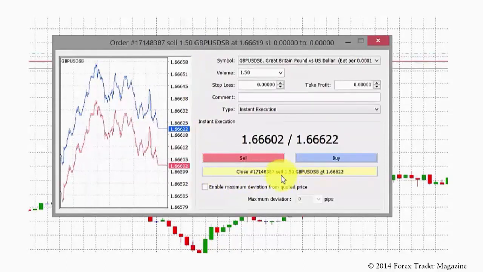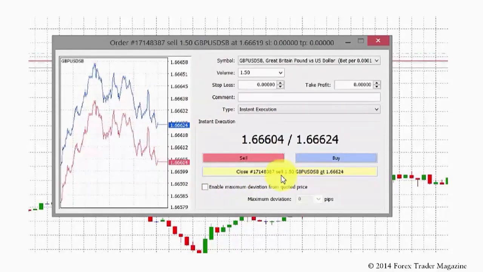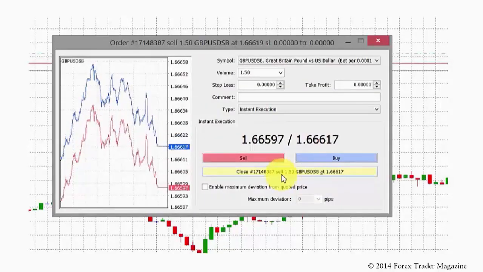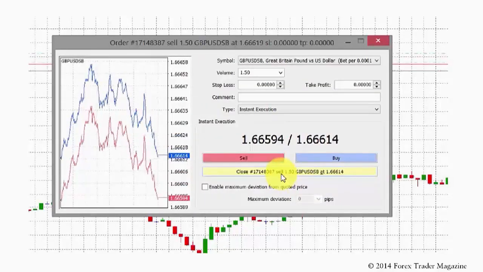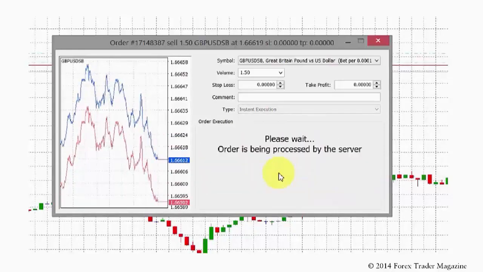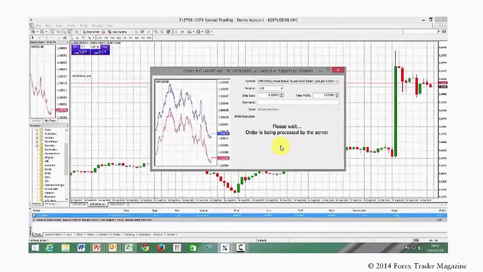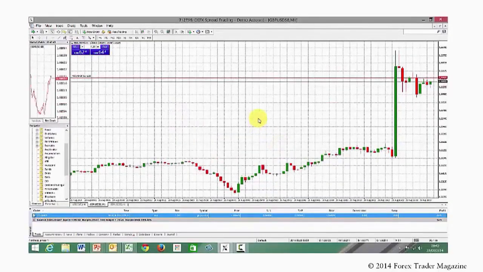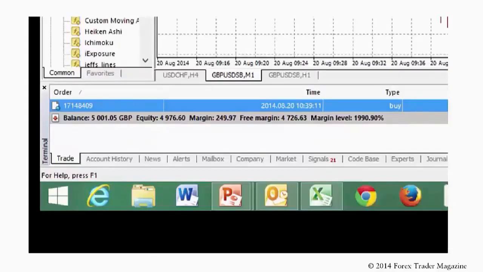I could also partly close it, so just for example close 0.5 of it or 1 of it. So I'm now in profit, and I'm going to close that trade. And there it is, gone. And as and when the buy trade goes into profit, I'll probably also close that one too.